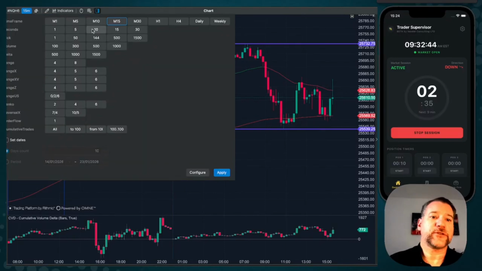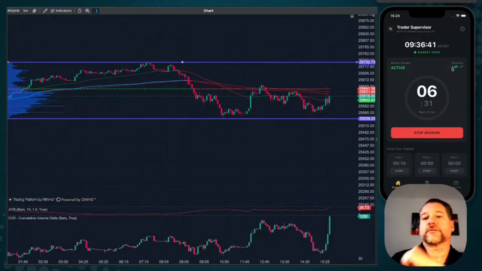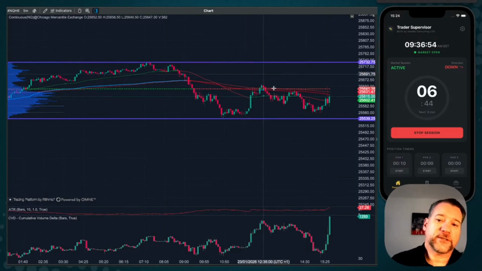Okay, so now what do you have in place here? Let's go to the 5-minute chart. So how's the trend? This is what I see, the market direction. Is it going up or is it going down? This is your bias. So you need to see that the price is not going up, it's not going down. It's going sideways at the moment.